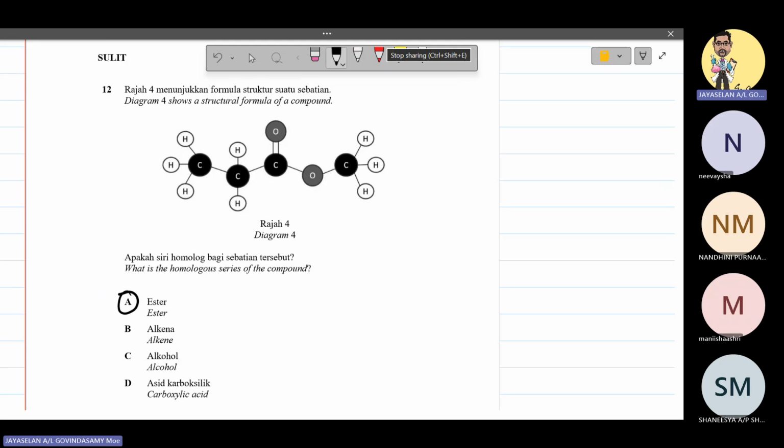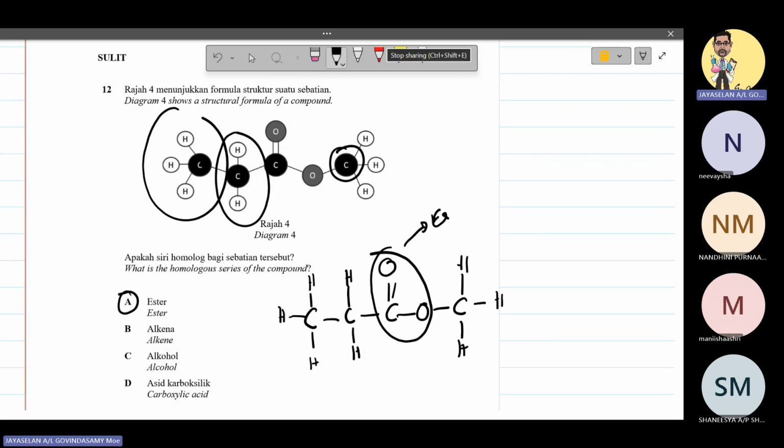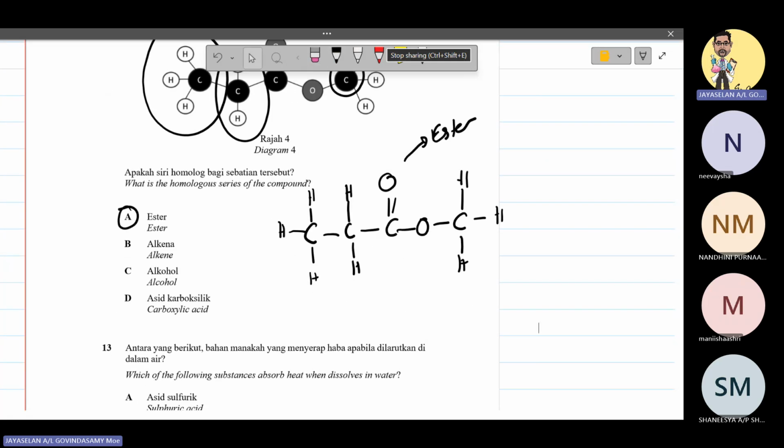So you all do C, right? So you put C, 1, 2, 3. Then you put one more C here, 1, 2. This one, 1, 2 hydrogen. Okay, this one I draw here. H, H, H. Then got C double bond O, O. Then got one C here. Then got 3 H, right? Once you see this, it belongs to what homologous series? Ester. Any question? So you all put ester.